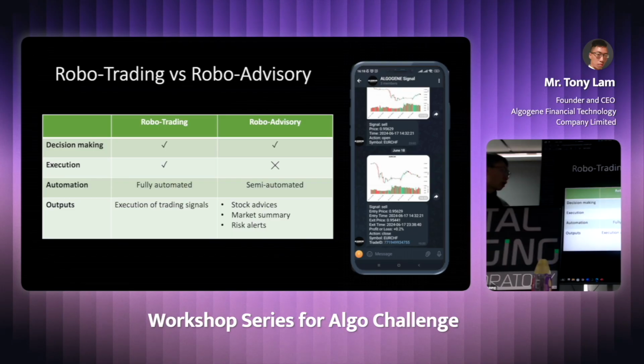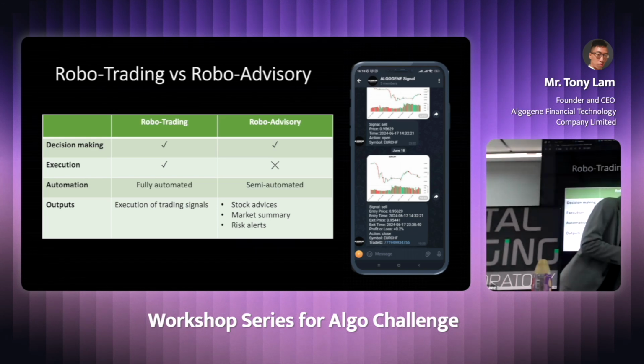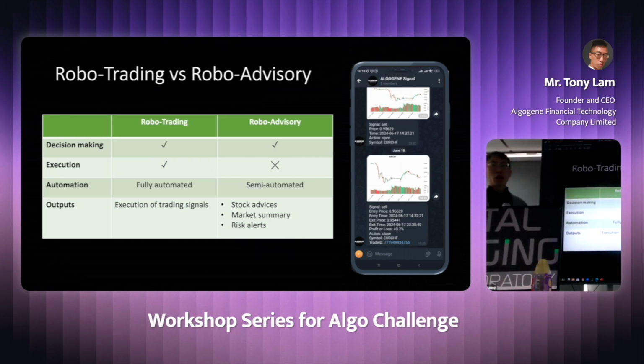But after you receive that information, humans still need to decide whether to follow it or not. Let's say we receive a trading signal and we judge it ourselves. If we want to follow it, then we go to our banking apps or trading apps, and manually input and execute it ourselves. But for algo trading, the whole process is fully automated.